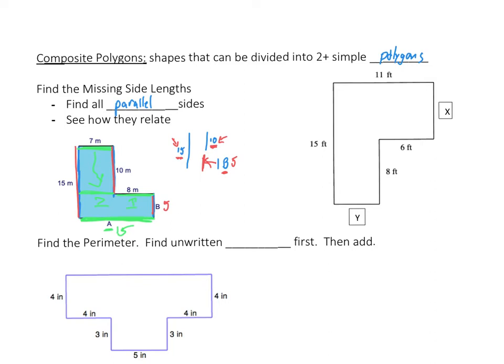All right, look over off to the side here. We're going to do the same thing to find X. Okay, so first find what's parallel to X. That 8 foot and that 15 foot. And so 15 foot's clearly the longest. We can move X over here, and we can see that X plus 8 is 15, so X is going to be 7 feet.